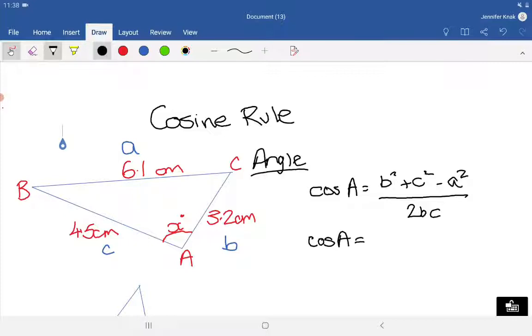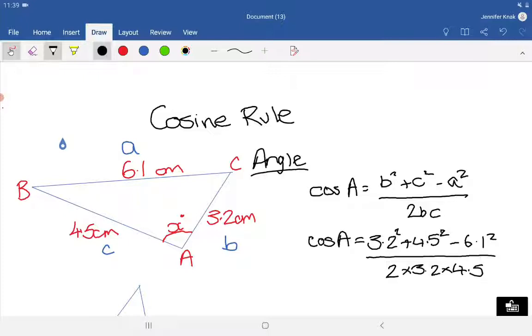So we've got b squared plus c squared first of all. So 3.2 squared plus 4.5 squared. Okay, take away a squared, so take away the 6.1 squared, and then divided by 2 times b, which is 3.2, times c, which is 4.5.